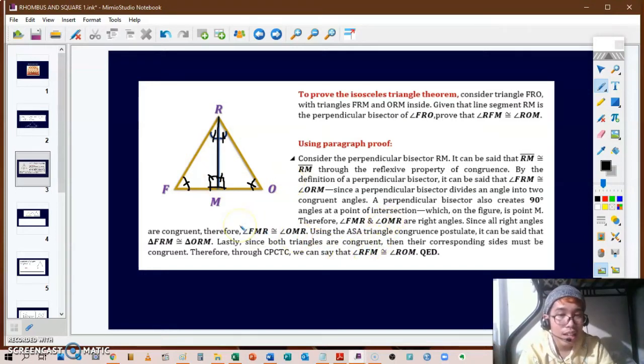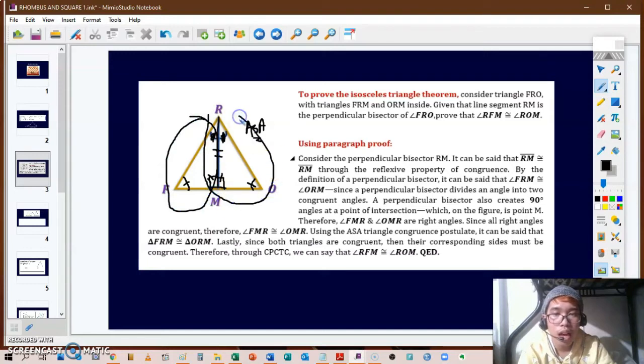Then using the ASA triangle congruence postulate, using the angle, we know that it's congruent. The side, since we've proven that RM is congruent to RM through the reflexive property of congruence, and since we know that angle RMF is congruent to angle RMO, therefore we can say using the ASA triangle congruence postulate, the two right triangles are congruent.